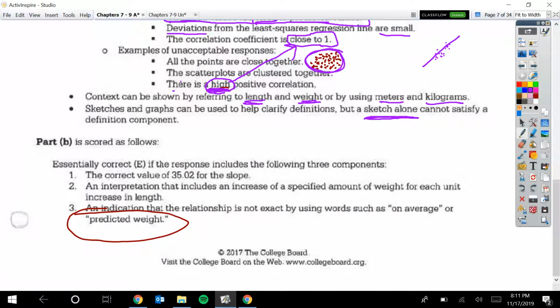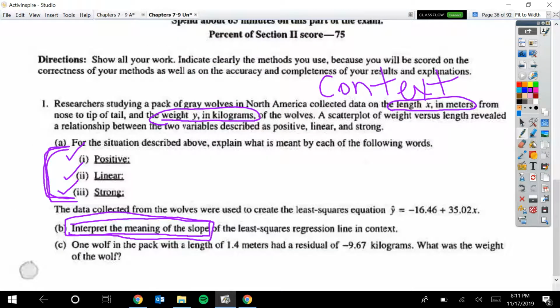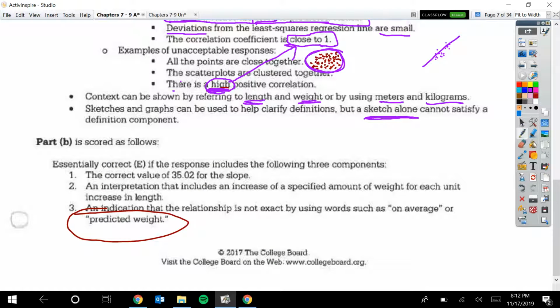All right, the next one is the description of the slope. For every 1 increase in the x, which is, what is our x on these ones? The weight, or no, the length is the x. Okay, so for every 1 increase in the length, the predicted weight increases 35.02. That satisfies all the components. The correct value of 35.02.